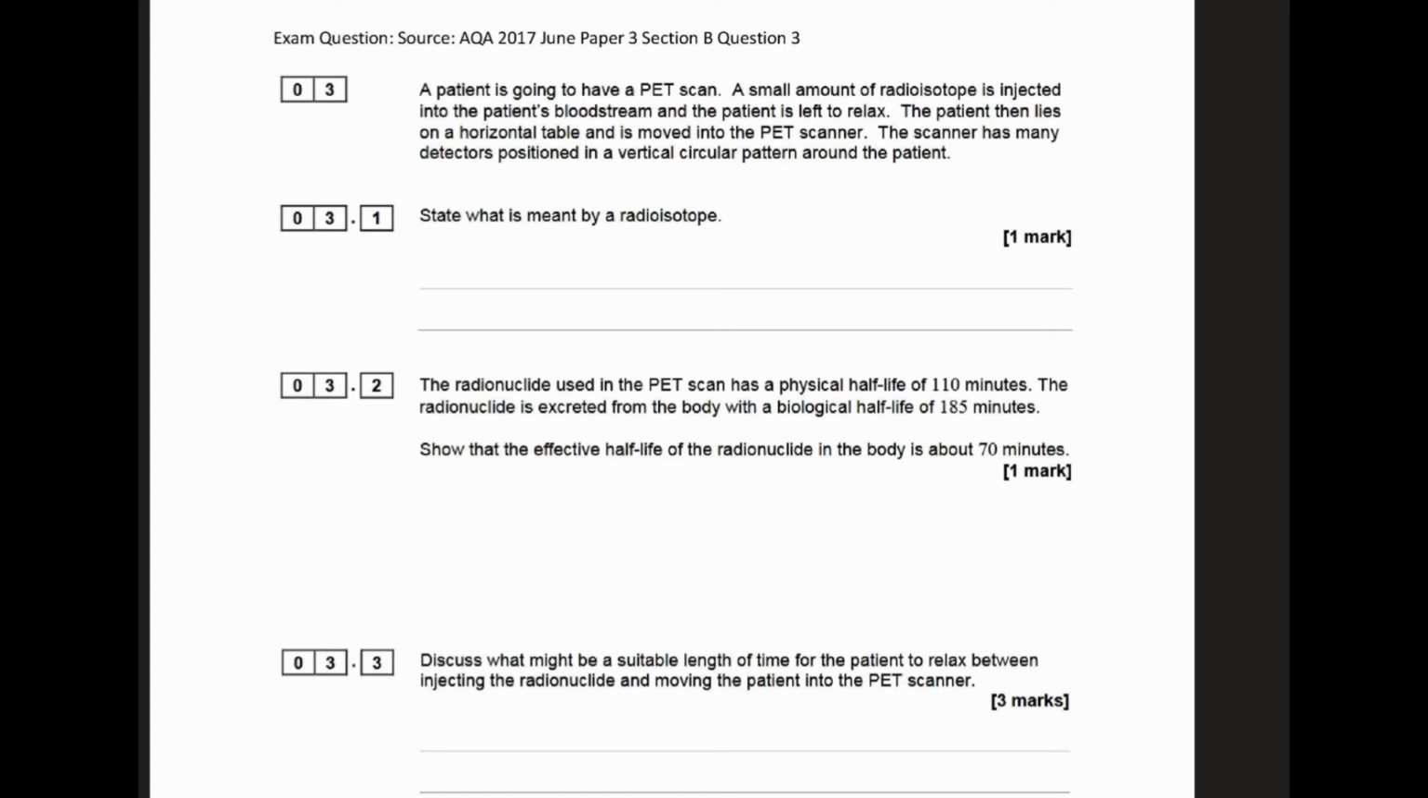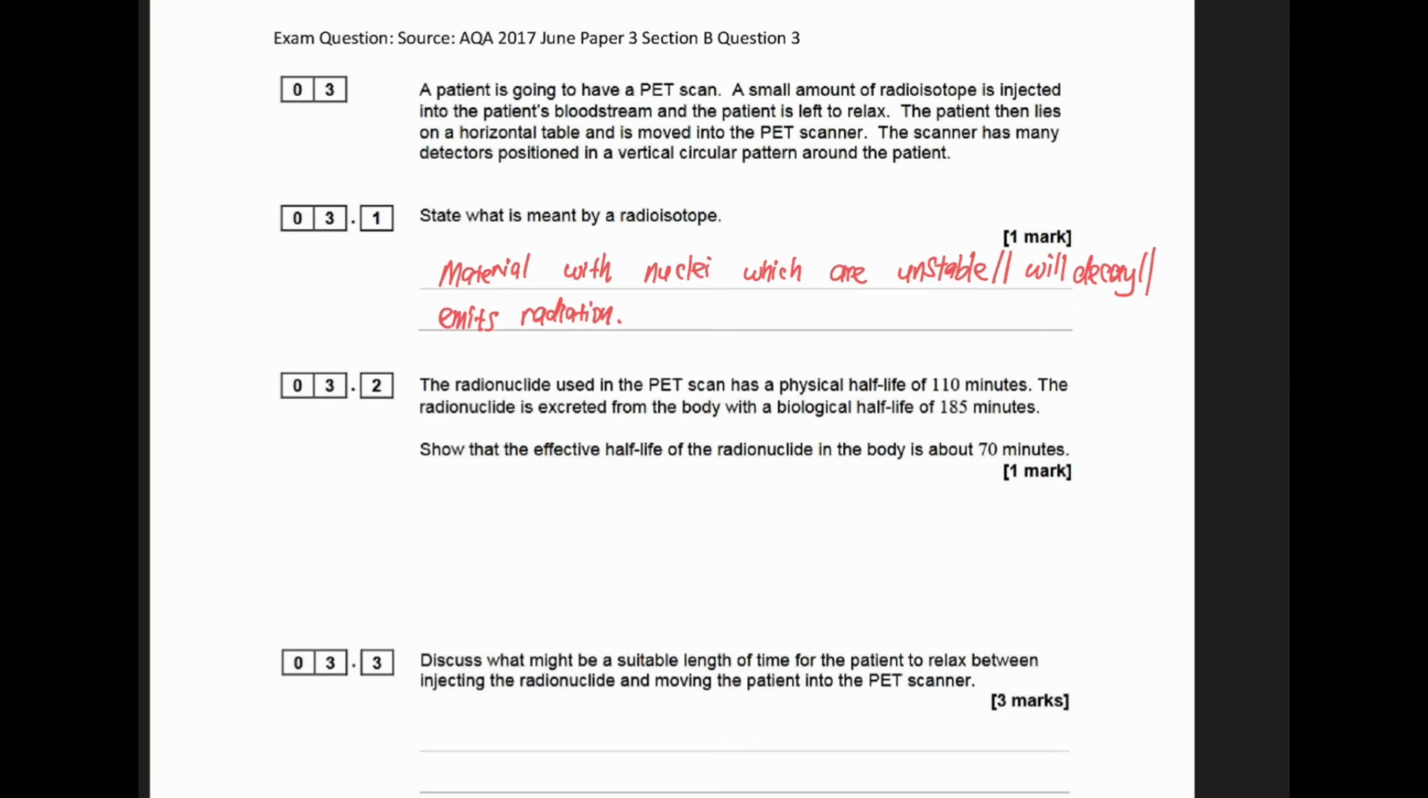Okay, so radioisotope, you can write the answer in this way. So you can say it is a material with nuclei which are unstable, or which will decay, or which will emit radiation.